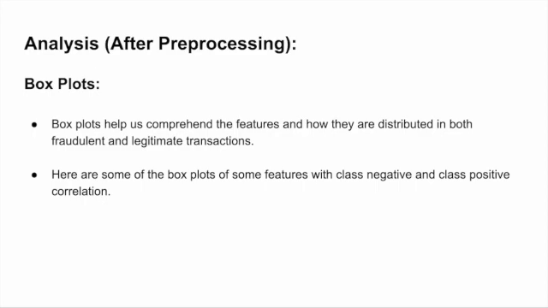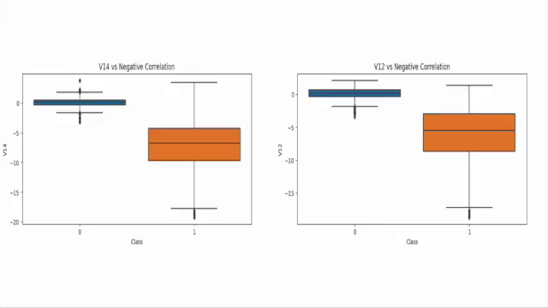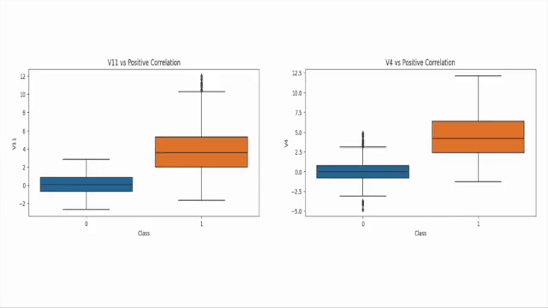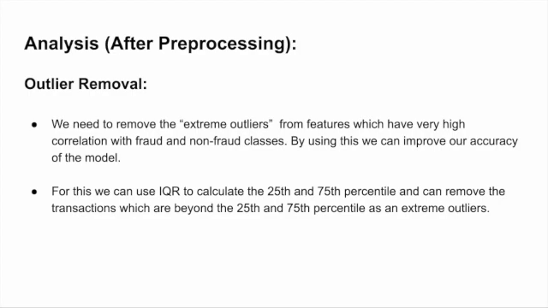Now we have done some box plots. Box plots help us comprehend the features and how they are distributed in both the fraud and non-fraud datasets. Here are some box plots of features with negative and positive class correlation. These are the plots of two columns, V14 and V12, which were negatively correlated with the transactions. And here are the graphs of V11 and V4, which were positively correlated with fraud transactions.